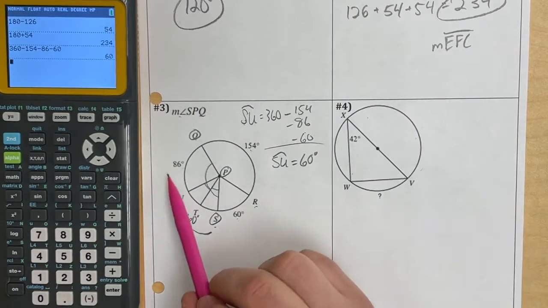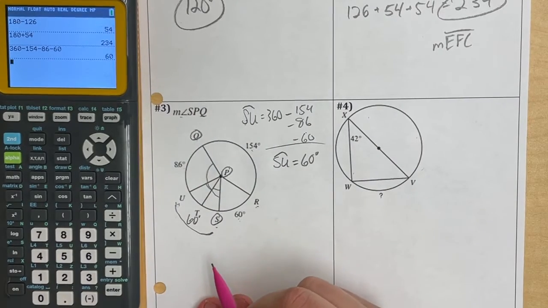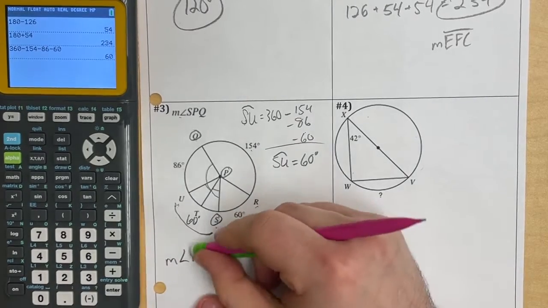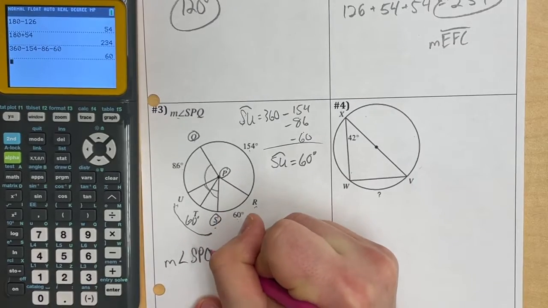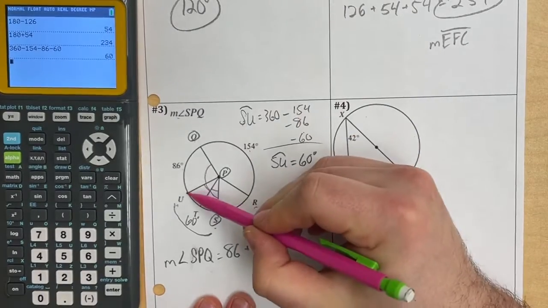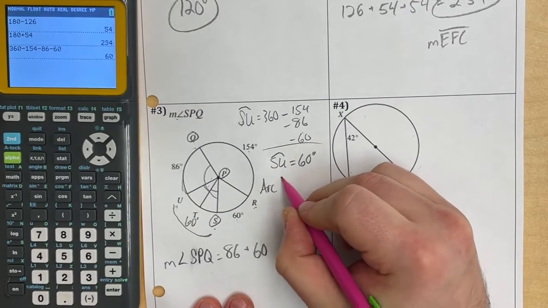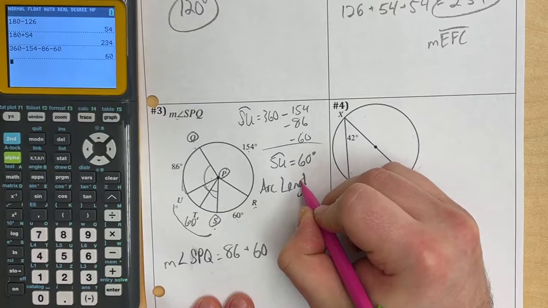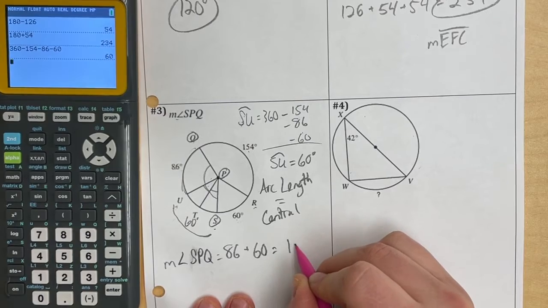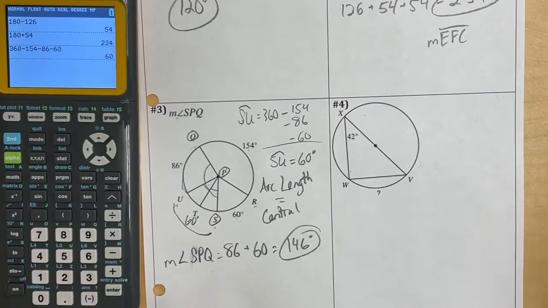And that's helpful because now those two angles added together will give us the angle SPQ. So SPQ is going to be 86 plus 60, since we can use those arc lengths because these are central angles. Again, arc length is equal to that central angle. So I add those two together, and that's going to be 146 degrees. So that angle SPQ is 146 degrees.